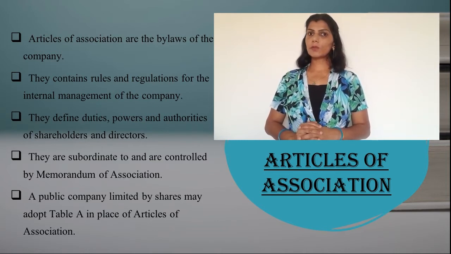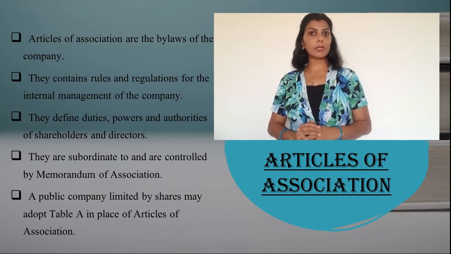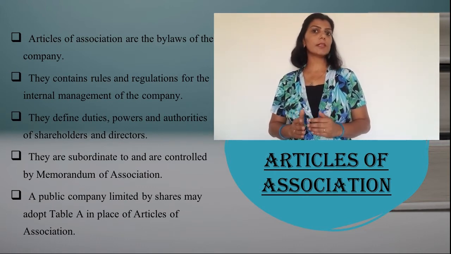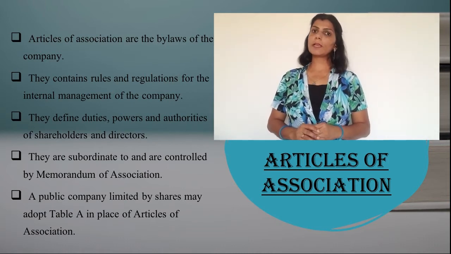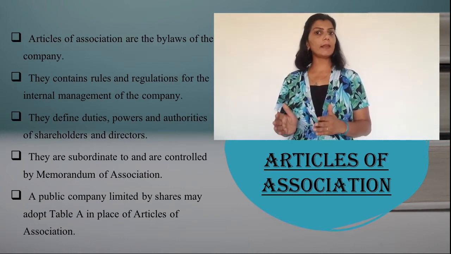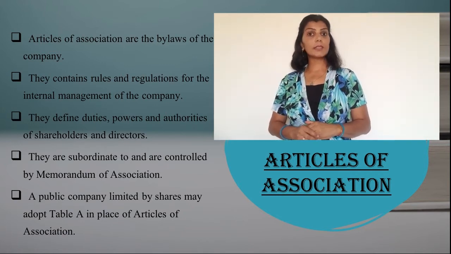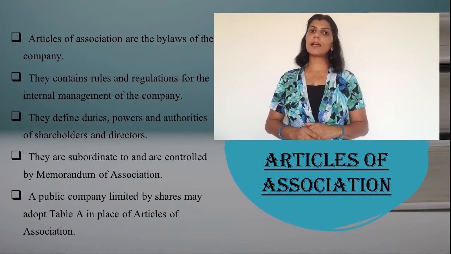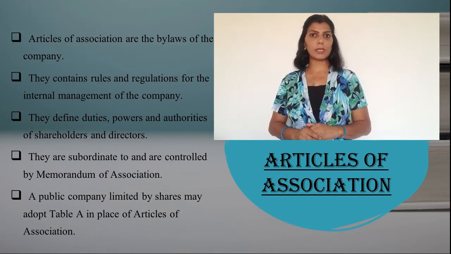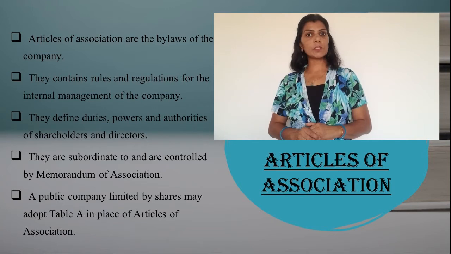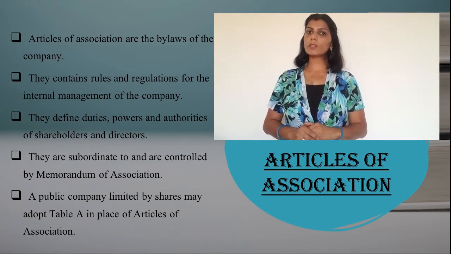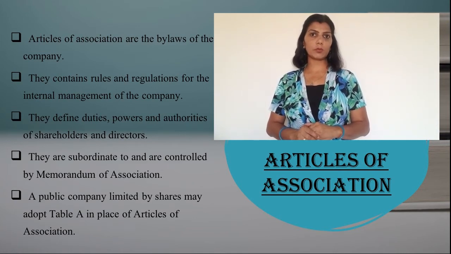Students, Articles of Association are the bylaws of the company. They contain the rules and regulations for the management of internal affairs of the company and define the duties, powers and authorities of the directors and shareholders. But Articles of Association are considered subordinate to Memorandum of Association, because Memorandum of Association lays down the objects of the company, whereas Articles of Association governs the way in which the objects are to be carried out.